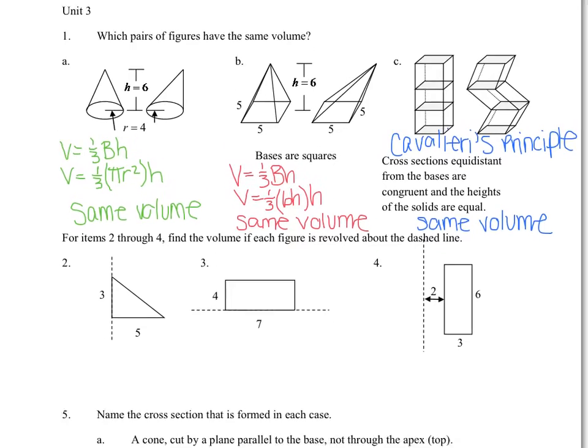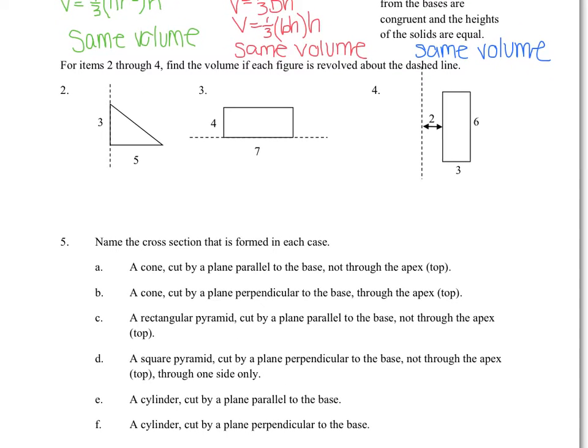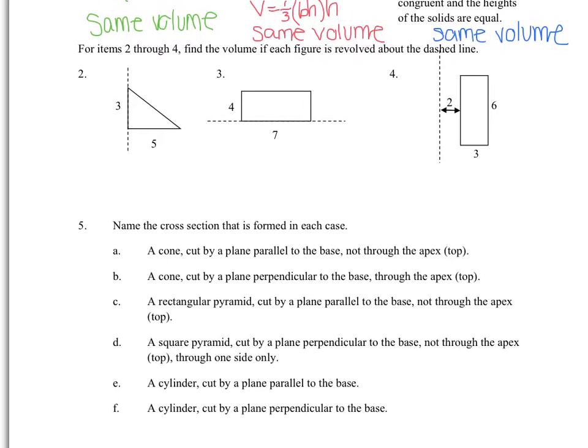For items 2 through 4, we're going to find the volume if each figure is revolved around the dashed line. So the first thing you have to do is figure out what it means to revolve it around the dashed line, what kind of figure you're going to get. So if we take this triangle in question number 2 and revolve it around the vertical line, what we're going to end up getting is a cone.